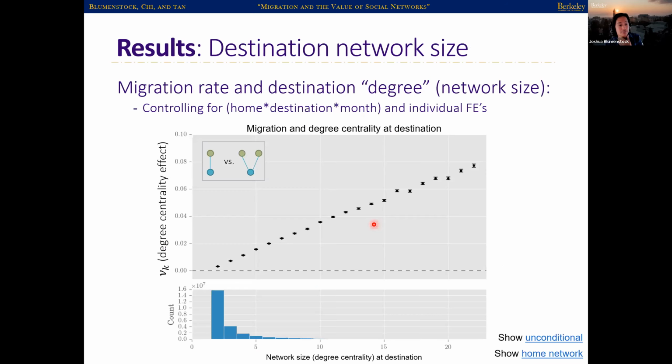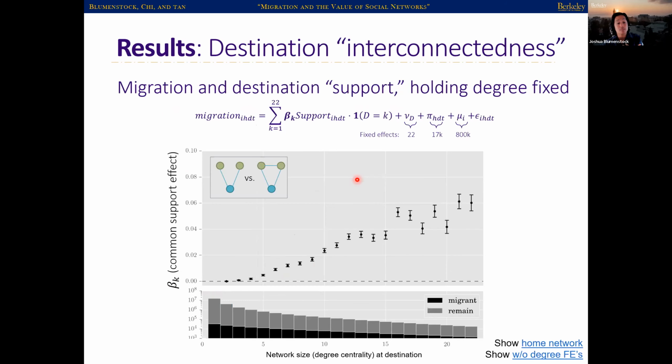Okay, so that's enough. Let me show you what the actual results look like. So this looks a lot like the figure I showed you earlier, where I'm looking at the correlation between migration rates and network size, except now I'm conditioning on all of those fixed effects that I mentioned previously. Home, destination, month, individual fixed effects. And then where it gets much more interesting is when we look at the higher order structure.